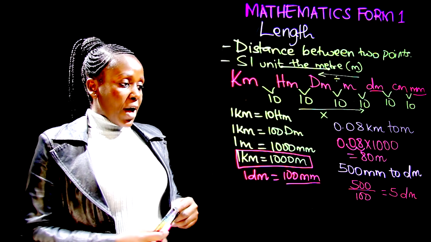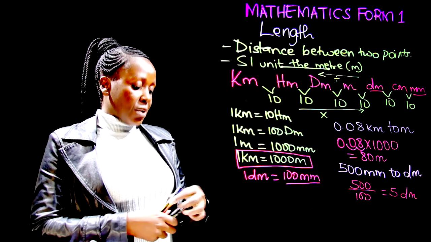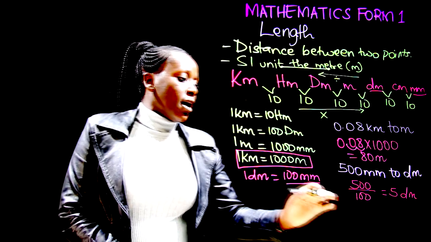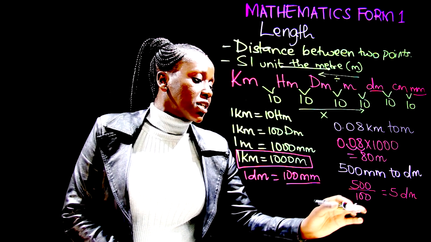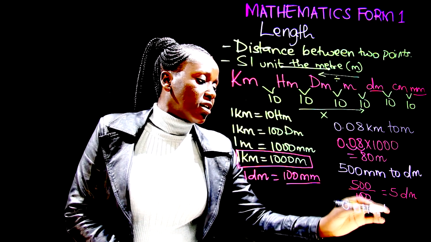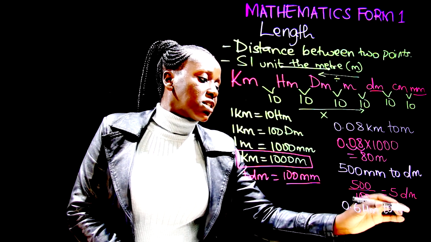So I want us to do one final conversion. We are going to convert 0.6 hectometers to centimeters.